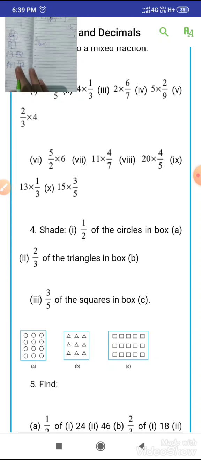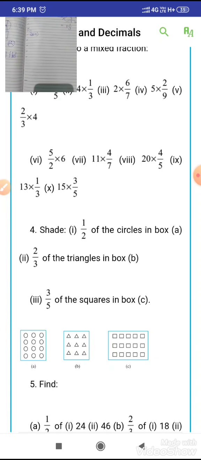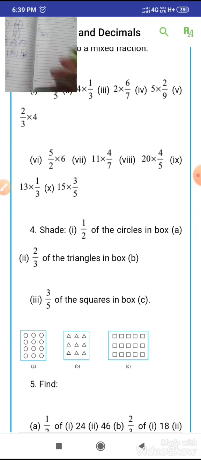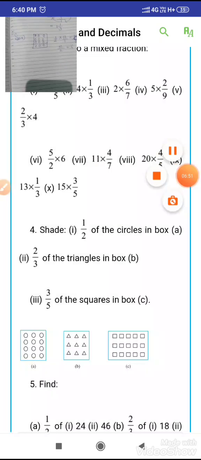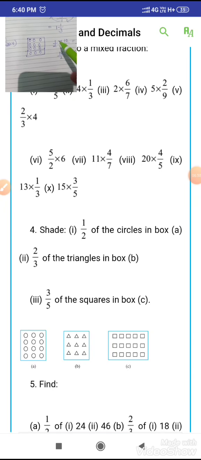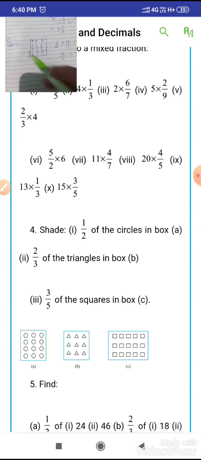In question number 4, some parts are given in Roman numerals form and some figures are given in the alphabet. So in the first part we have to shade half of the circle in the box A. Box A contains 12 circles, and we shade 1 upon 2 of these 12 circles.